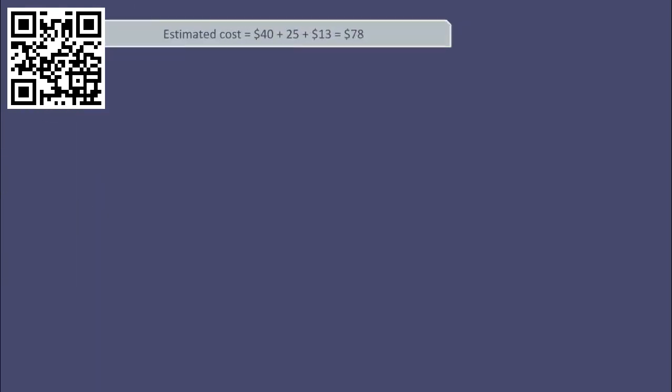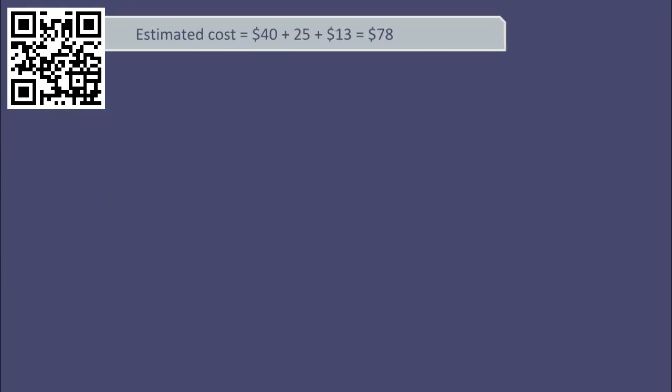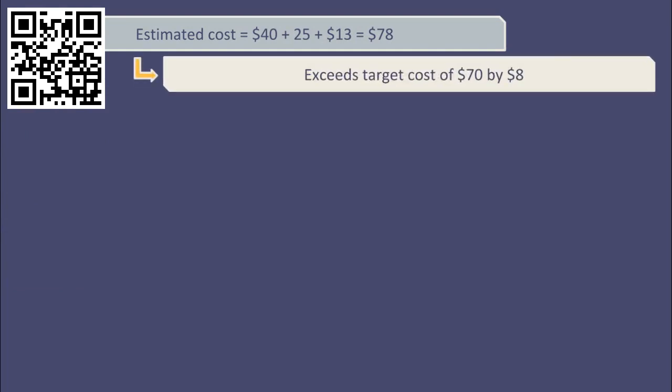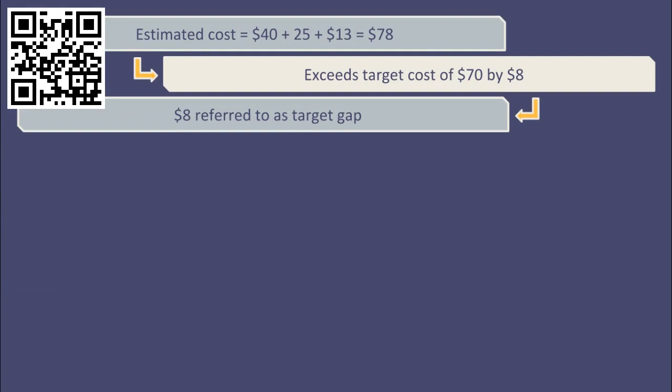The total estimated cost of making product P amounts to $78, being the sum of 40, 25 and 13. This estimated cost of $78 exceeds the maximum allowable cost or target cost of $70 by $8. This $8 is referred to as a cost gap or a target gap.